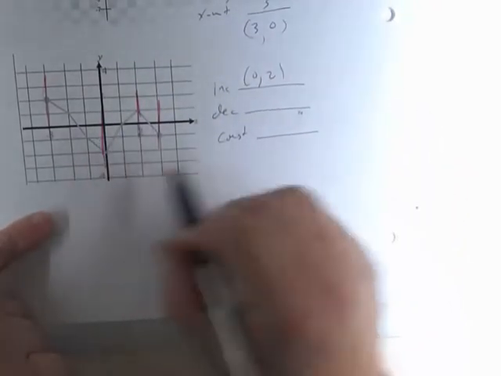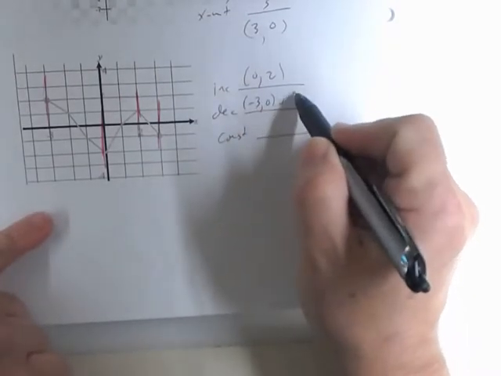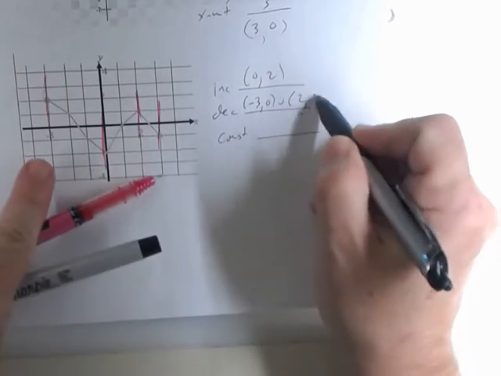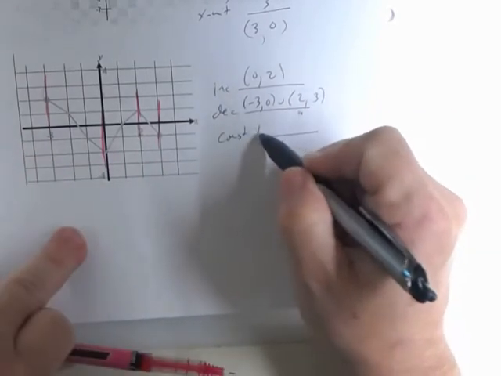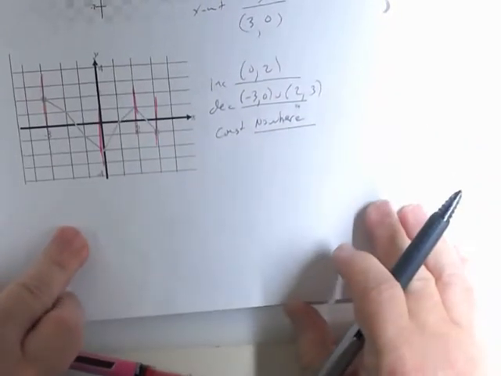Decreasing from where? -3 to 0, union 2 to what? 3. Constant? Nowhere. Say nowhere. Okay?